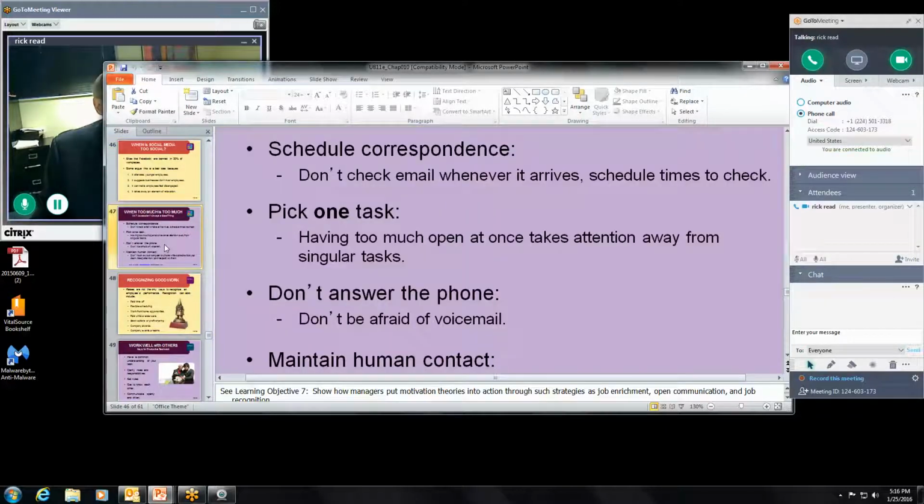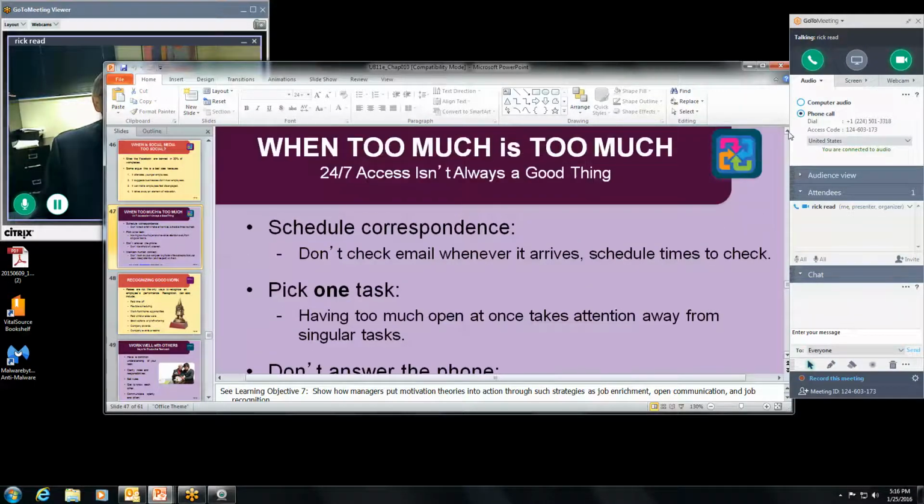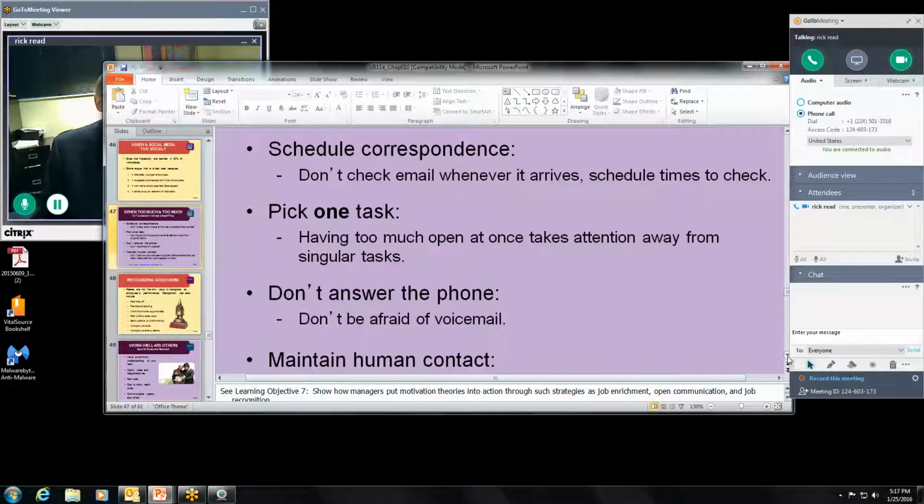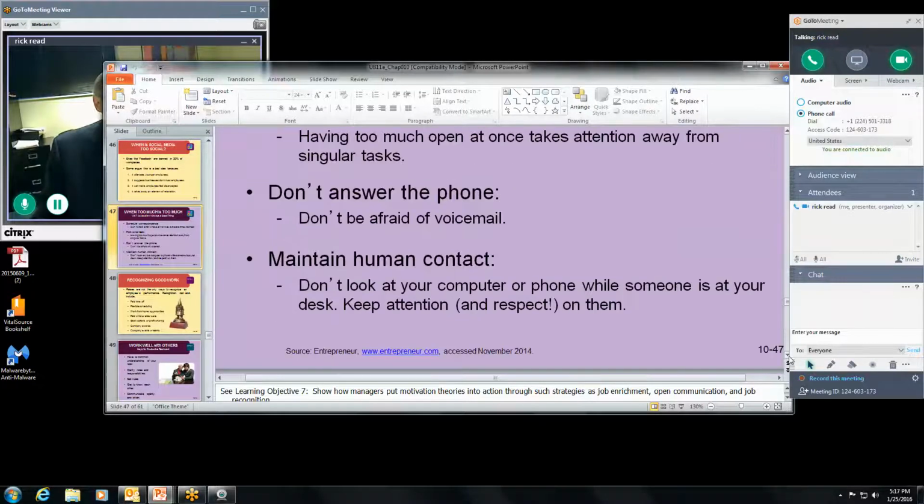Make sure that you do these things when you're scheduling correspondence: pick one task, don't answer the phone, maintain human contact. This is when you're talking to people. Don't look at your computer or phone when someone is at your desk. Very, very important.